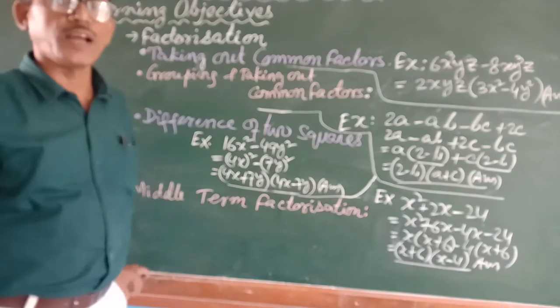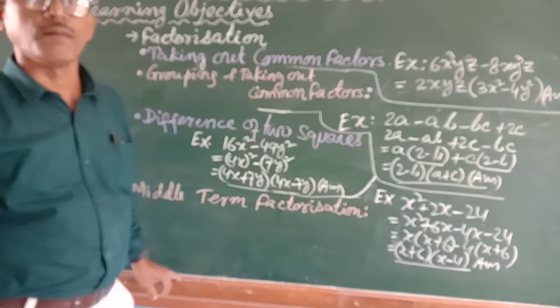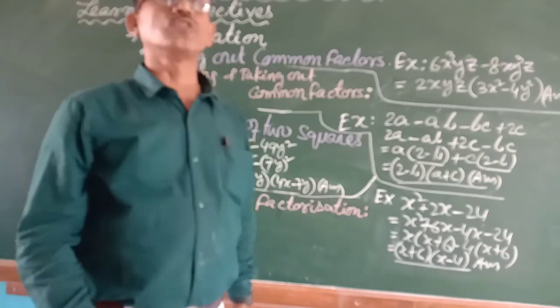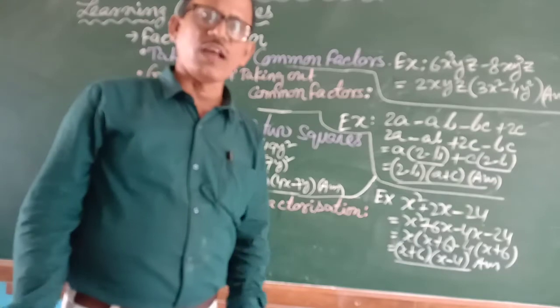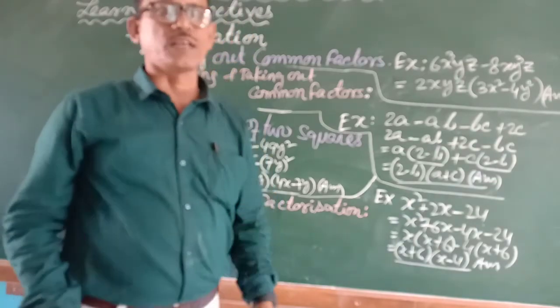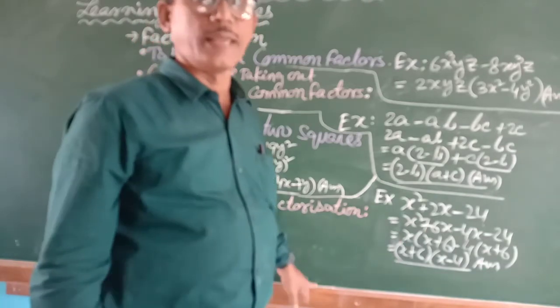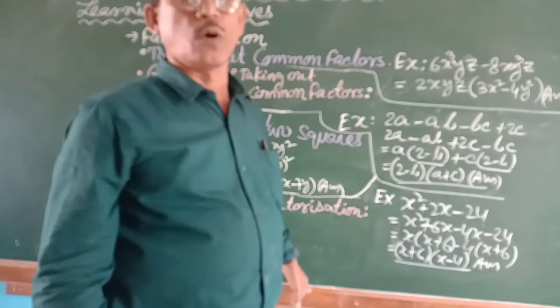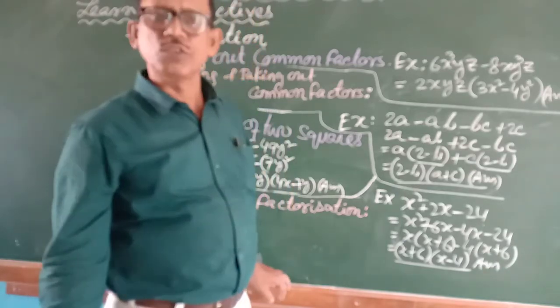Taking out common factors means, if some algebraic expression has some terms, among those terms, what are the common factors available, including your numerical factor and literal factor? Both, you have to take out the common factor among the given terms, and the remaining factors will be left. That will be the product of the common factor and the rest of the factors. I will take an example which will be more clear.